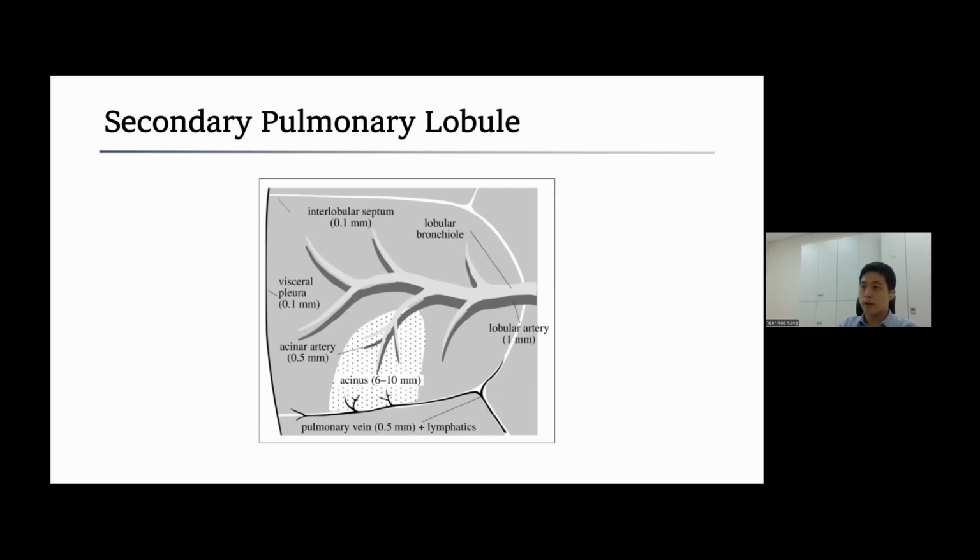Lobular bronchiole and lobular artery are divided into multiple branches called acinar artery and respiratory bronchiole, which cover primary pulmonary lobules. Secondary pulmonary lobules are separated from each other by interlobular septa, which are composed of connective tissues, pulmonary veins, and lymphatic vessels.